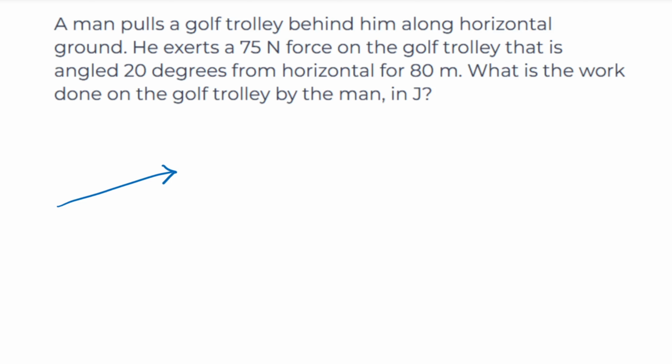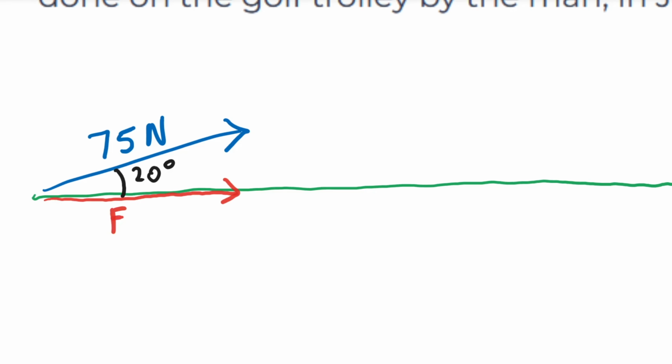Since the direction of travel of the golf trolley is horizontal, we are only interested in the horizontal component of this force. So we need to calculate this using trigonometry. Here is the force vector, which has a magnitude of 75 newtons and an angle of 20 degrees from the horizontal line. If we turn this into a right-angled triangle, we want to find the length of the horizontal side. The longest side is the hypotenuse, and the side we want to find is adjacent to the known angle.